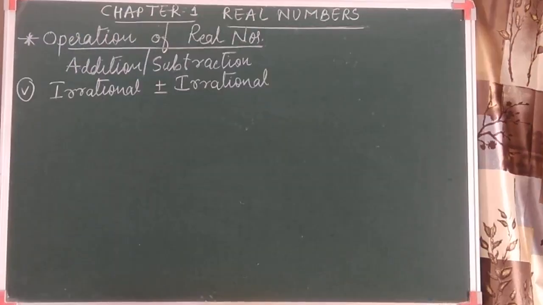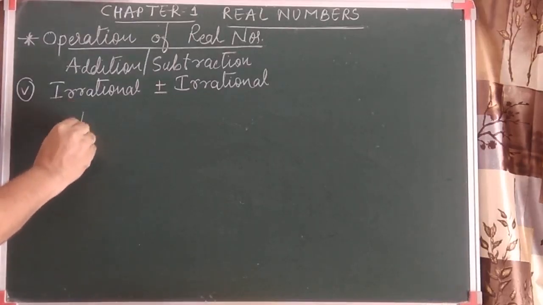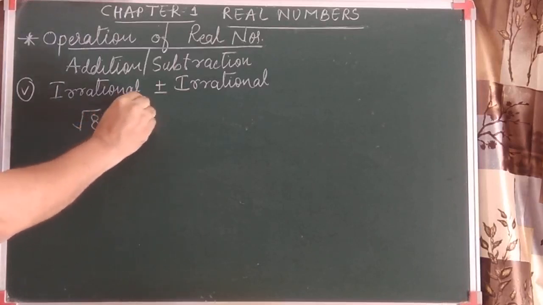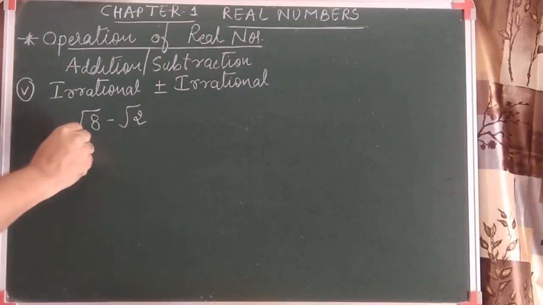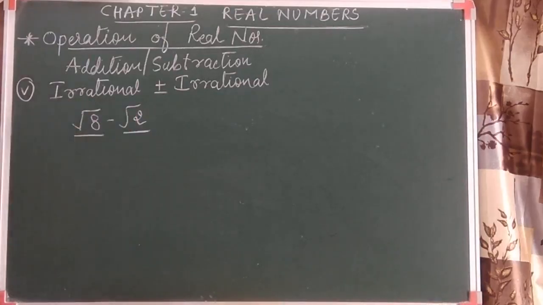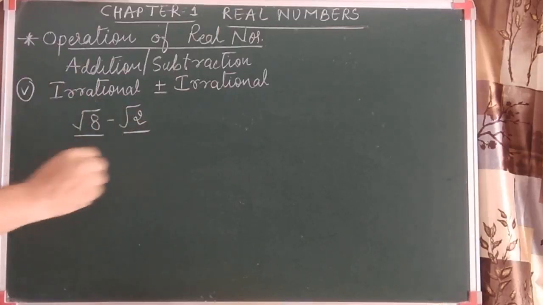Let's continue with a few more examples of operations between irrational and irrational. As I told you, it is very important to understand. If I give you one example, root 8 minus root 2, is it possible or not? There are a few who say, sir, it is not possible. So let me tell you, no, it is possible. As I explained, both must be like, but it is root 8 and root 2. So how are they like? Let us understand this.